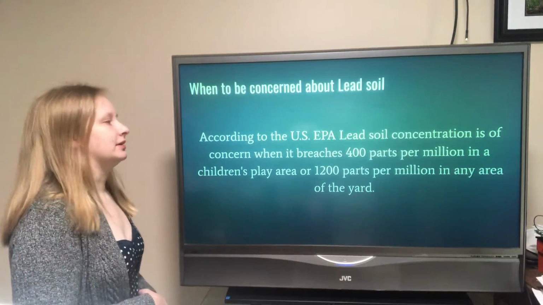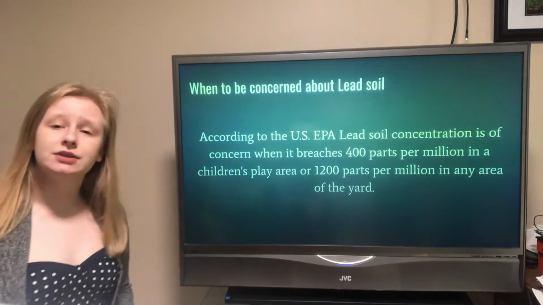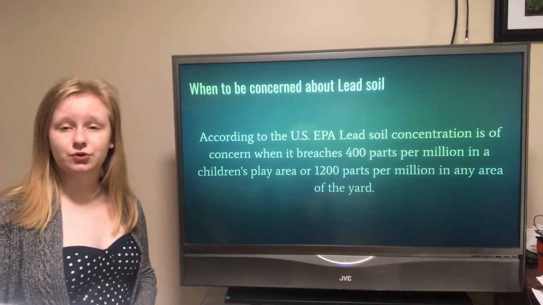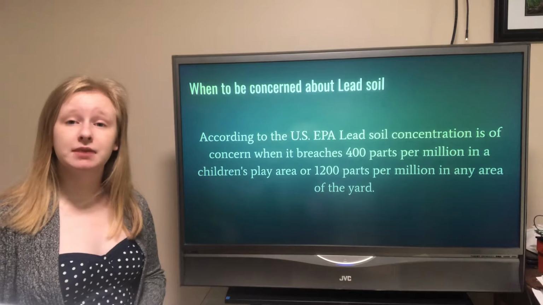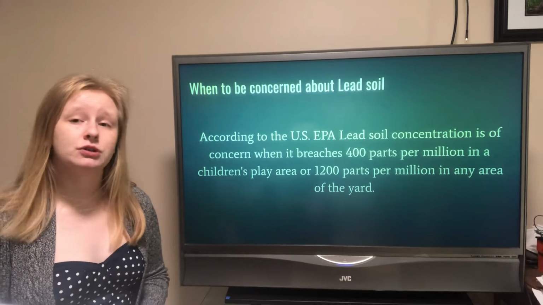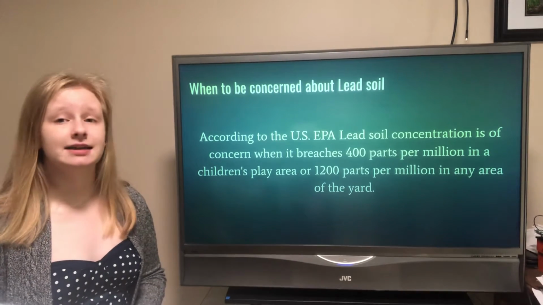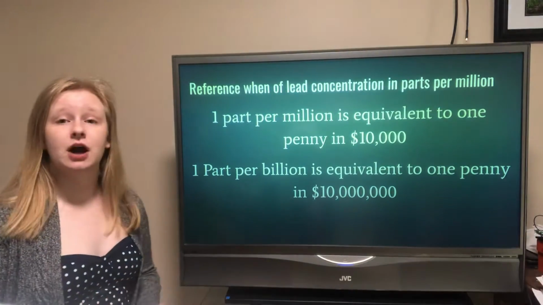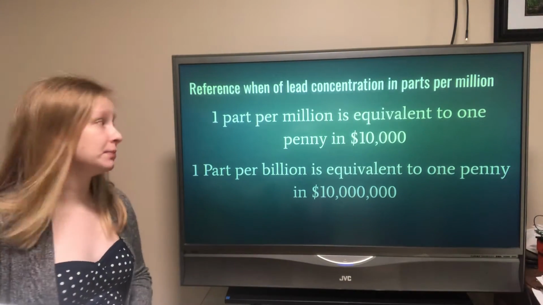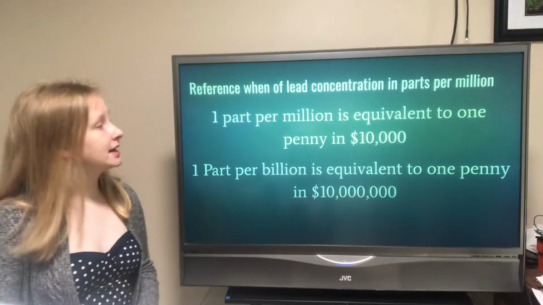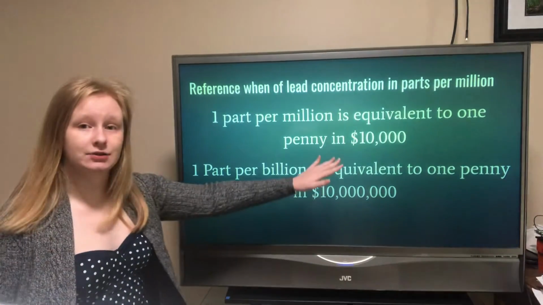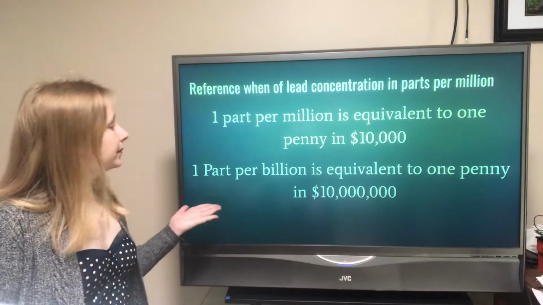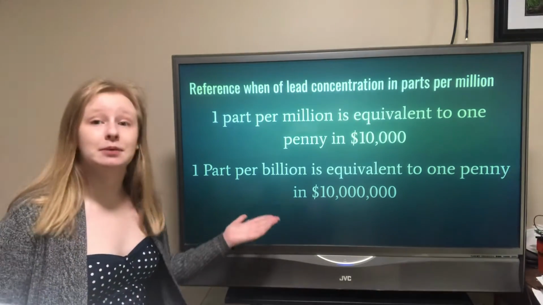When to be concerned about lead soil? According to the US EPA, lead soil is of concern when it reaches 400 parts per million in a children's play area or 1,200 parts per million in any area of the yard. This is a reference for when we're talking about the concentration of lead in soil in parts per million. 1 part per million is equivalent to 1 penny in $10,000, versus 1 part per billion, which is equivalent to 1 penny in $10 million.